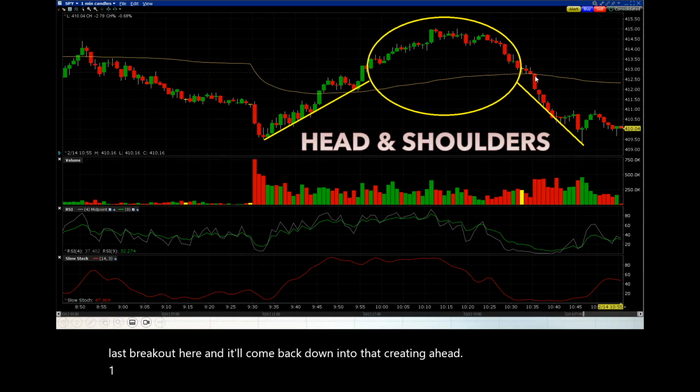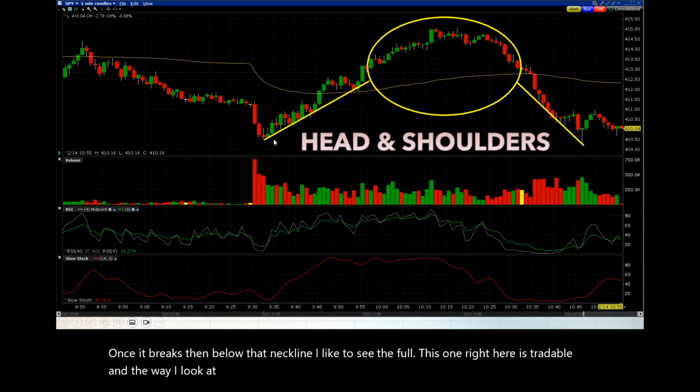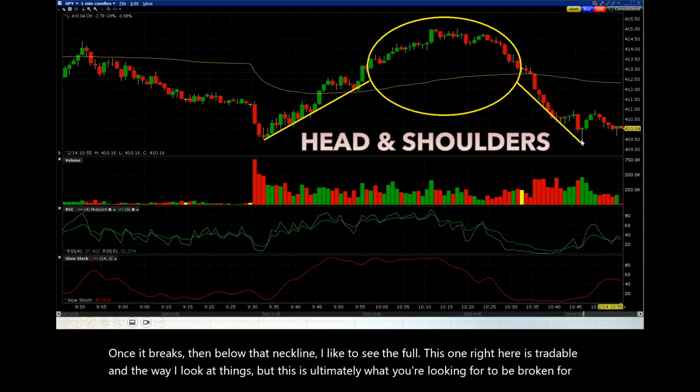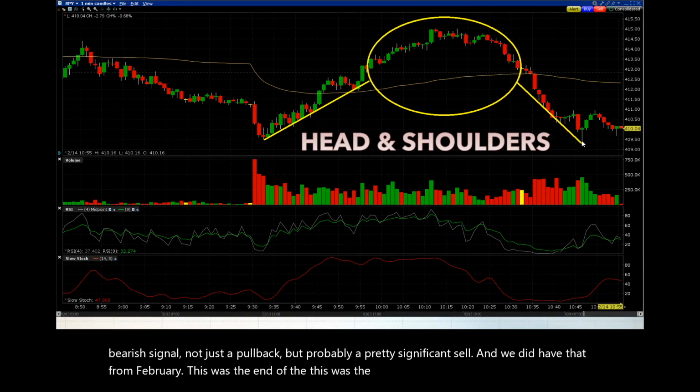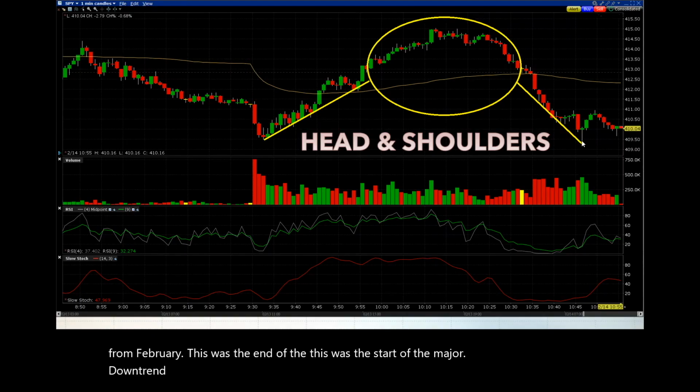Once it breaks below that neckline, I like to see the full break. This one right here is tradable in the way I look at things. But this is ultimately what you're looking for to be broken for a bearish signal, not just a pullback, but probably a pretty significant sell. And we did have that from February. This was the start of the major downtrend of the macro market. And so it showed itself in a day with this pattern.